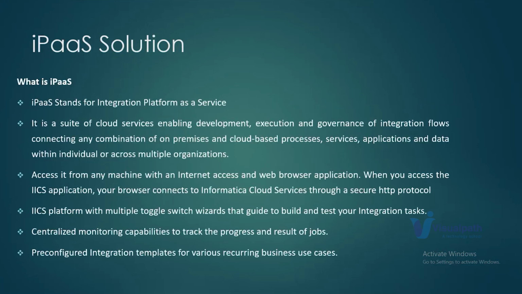First thing is we need to understand what iPaaS is. iPaaS means Integration Platform as a Service. It is a suite of cloud services that helps you develop integration flows and work on different on-premise and cloud-based processes. And the best thing is you can access it from any machine. You don't have to work on a server that has to be always up and running. You just have to install a secure agent on your laptop or the machine where you're working, and ensure that the secure agent is always up and running.